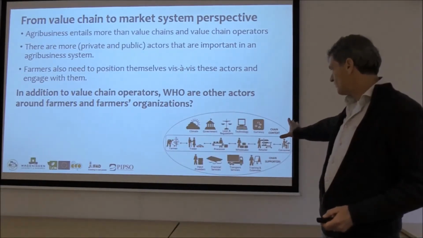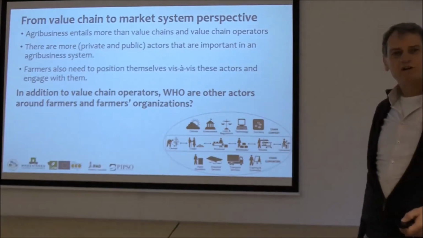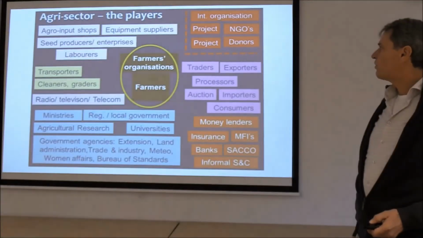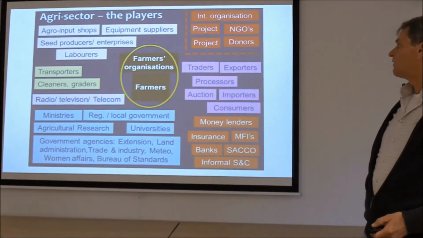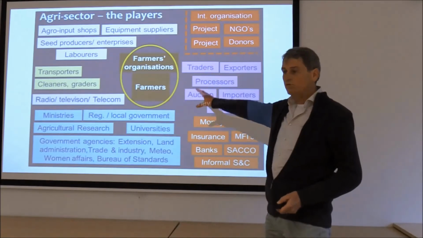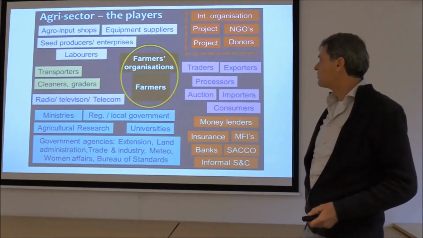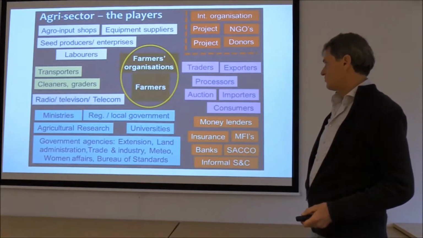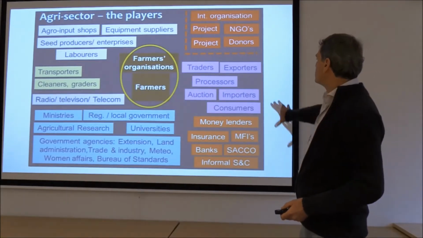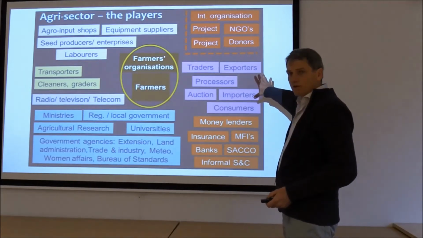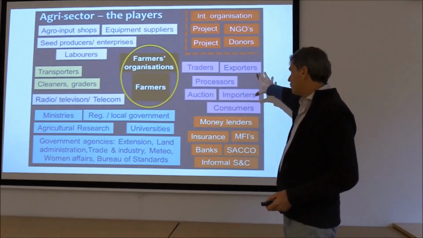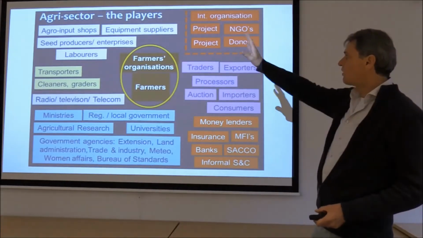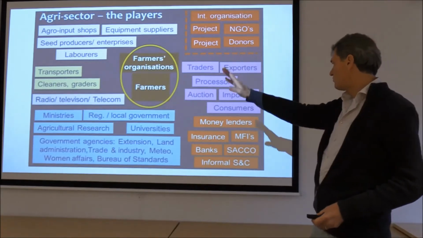This is already alluding to the hamburger that we will talk about more. But who are the other players? There are so many. Of course, with OPPO we put farmers' organizations and farmers in the middle, and around them we have so many other players. If we look at this side, we have the value chain operators I was talking about already, but then we have another group, we will explain them later, the supporters: agro-input suppliers, seed producers, laborers.